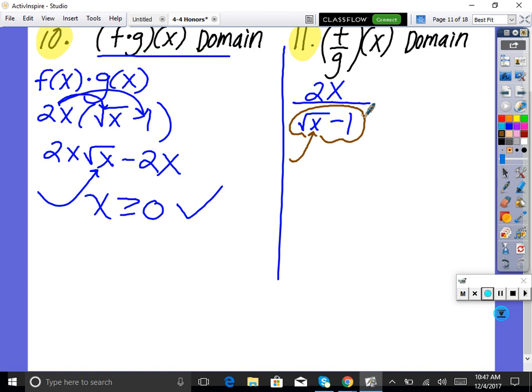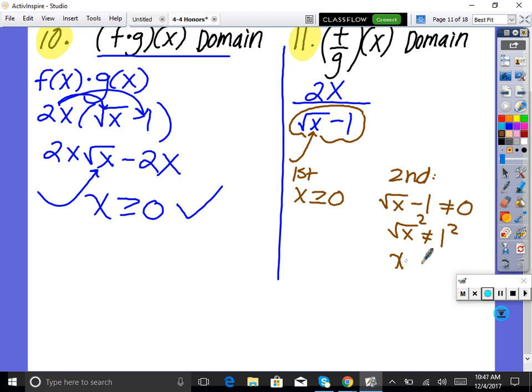This is when it gets a lot more in depth, I should say. So let's restrict them individually and then put the restrictions together. So let's think about it. My first restriction is x must be greater than or equal to 0 from the radical, correct? My second restriction, isn't it a true statement to say the denominator cannot be 0? Now solve for x. It's just algebra, add 1. Square root of x cannot be 1. Square both sides, right? So x cannot be 1.